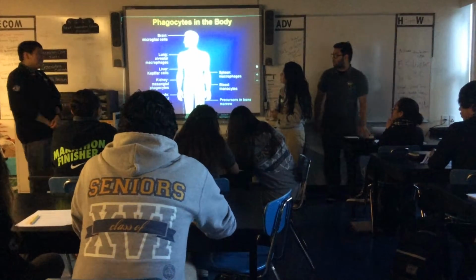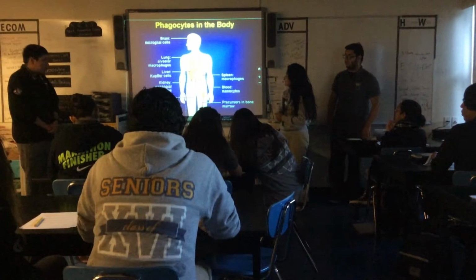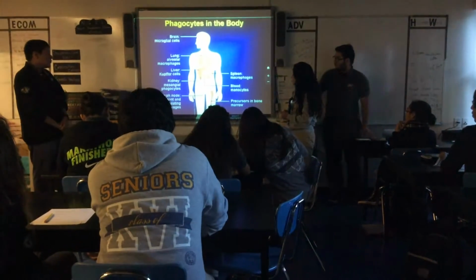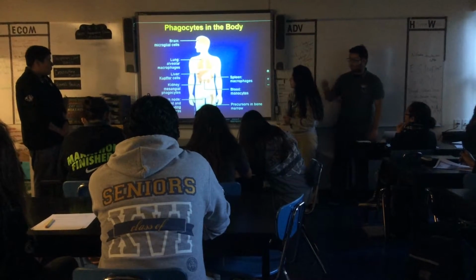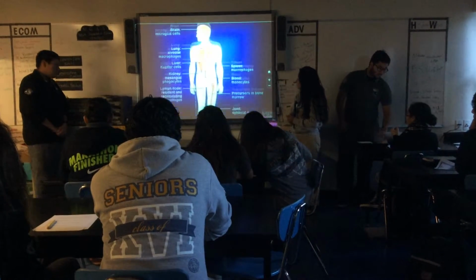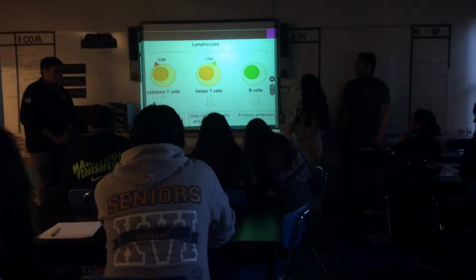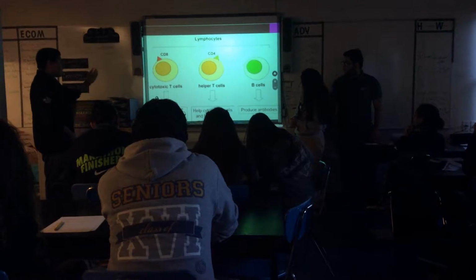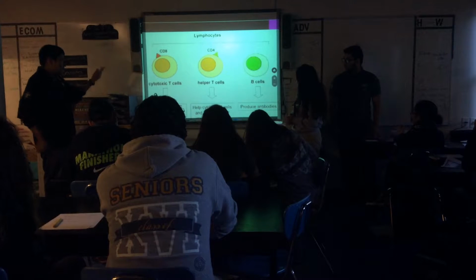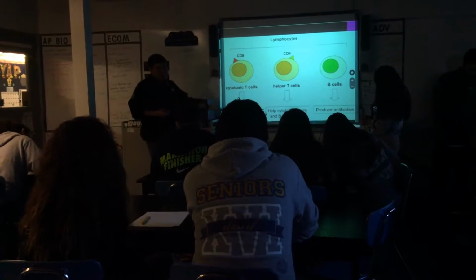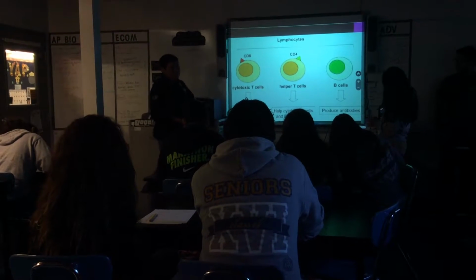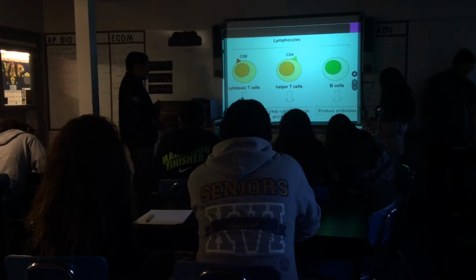This is a list of the phagocytes that you have around your body. As you can see, the spleen has macrophages and the lung has alveolar macrophages, things like that. And here's an image of the lymphocytes. Here's CD3, CD4, and here's the helper T cells. That is one of the most important cells in protecting our body against antigens.